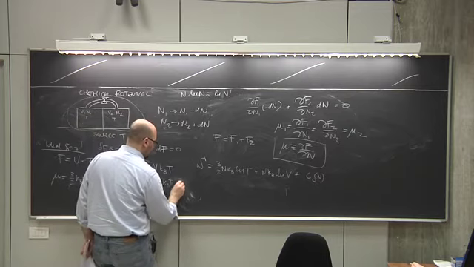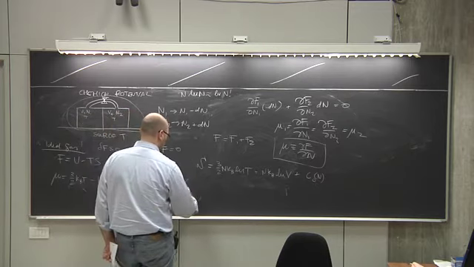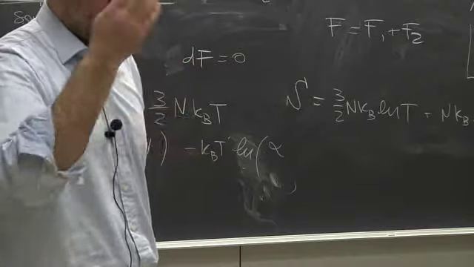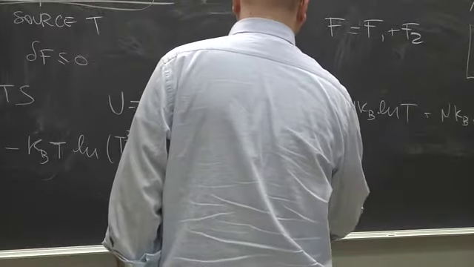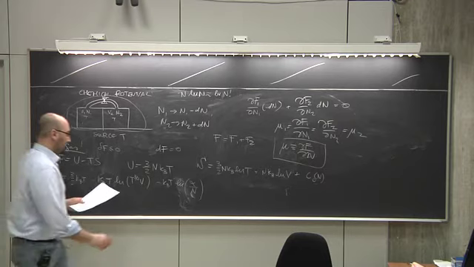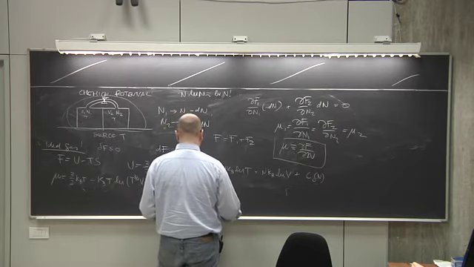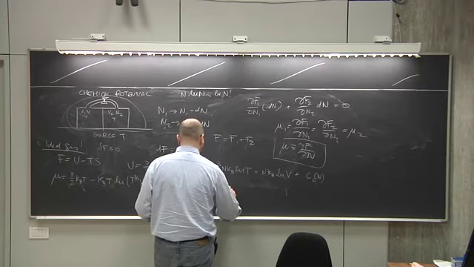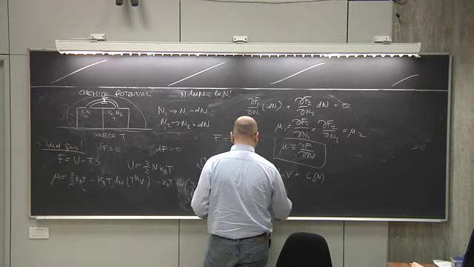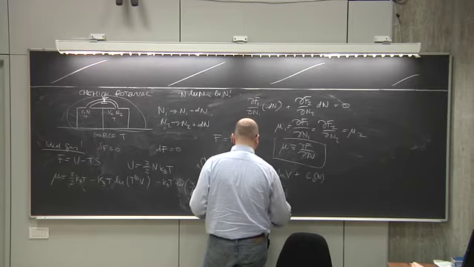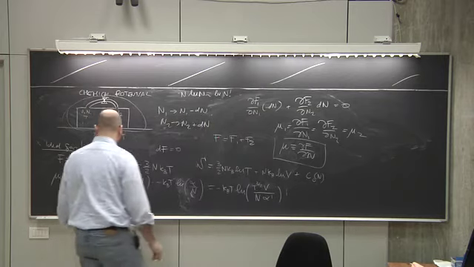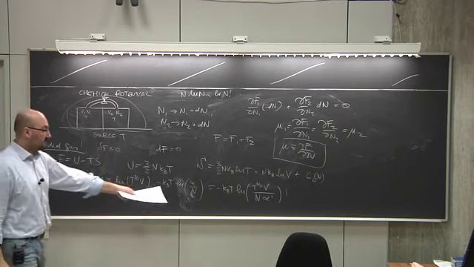actually be logarithm of something on which we cannot say anything, and in fact it contains h bar and so on, but then it has to be divided by n. Okay, so all in all, we can write this as minus k_B T logarithm of T to the 3/2 V over n times some other constant. Let me call it alpha prime. I can absorb this 3/2 in the constant.